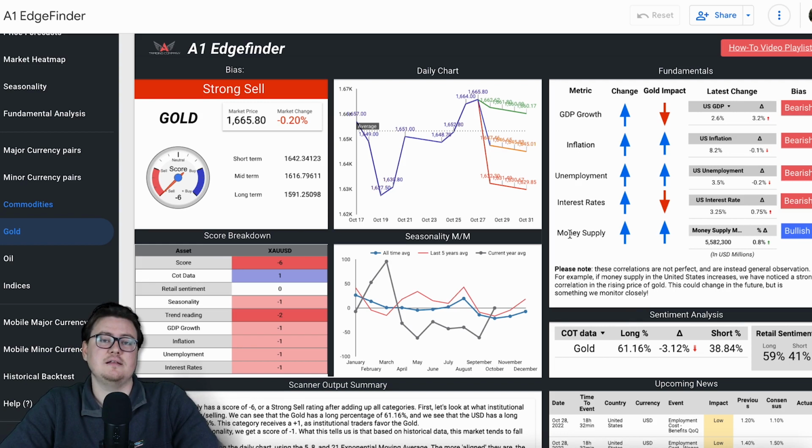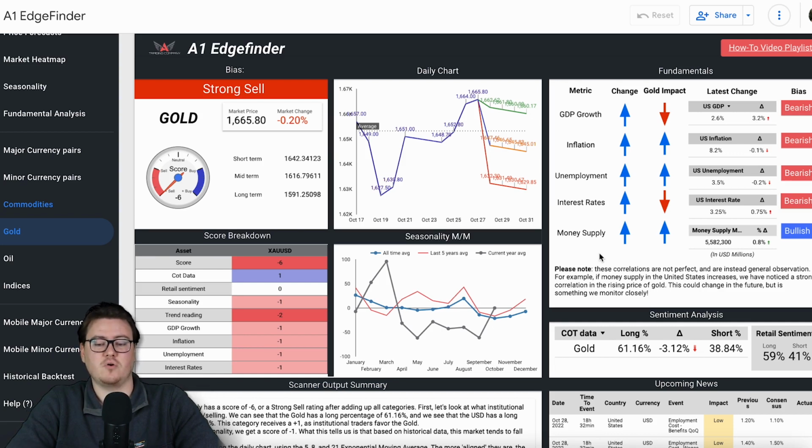Now, we had data listed in this gold breakdown section, but it was only our US dollar basic fundamental data like you see on every other US currency pair. And so we still see US GDP, US inflation, US unemployment, and US interest rates here, but we've added money supply, and we've also added these arrows along with a specific bias for each of these different categories.